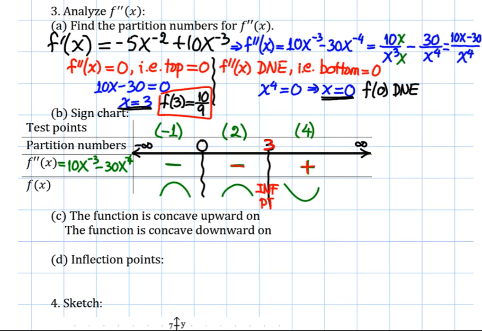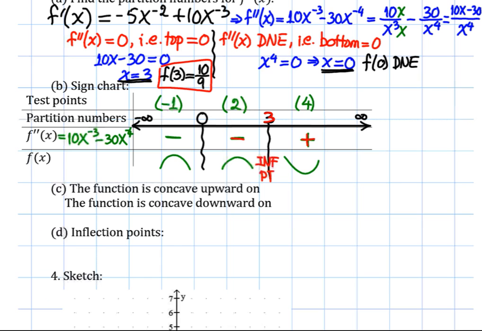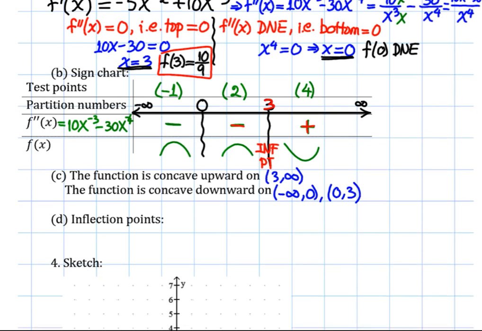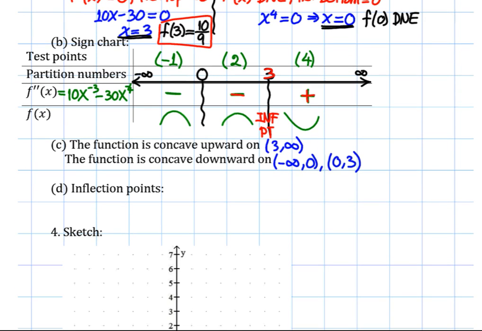Let's summarize this information. The function is concave upward from 3 to infinity, and concave down from negative infinity to 0, and from 0 to 3. We don't write negative infinity to 3 because at 0 it is undefined. So there's a break at 0, the vertical asymptote x equal to 0. So we cannot have anything there. Right. The inflection point is where x equal to 3 and y equal to 10 over 9. So we have one inflection point here. Right. So that's what we have.